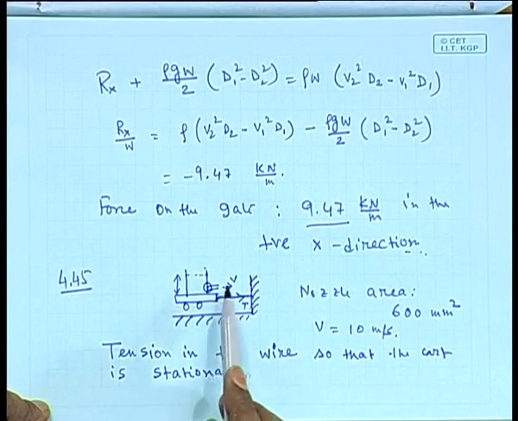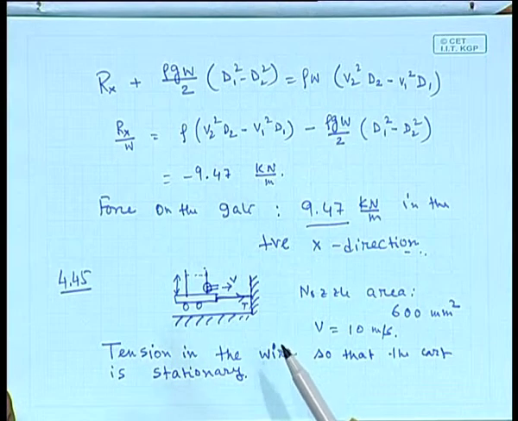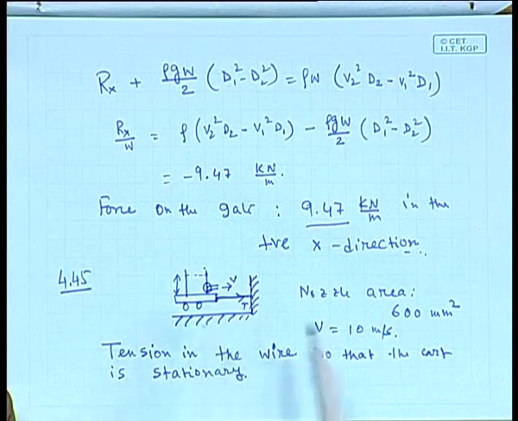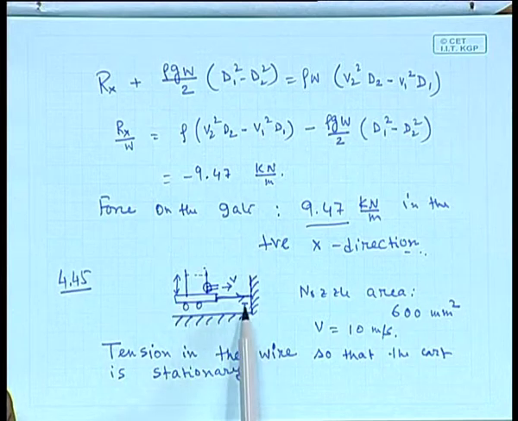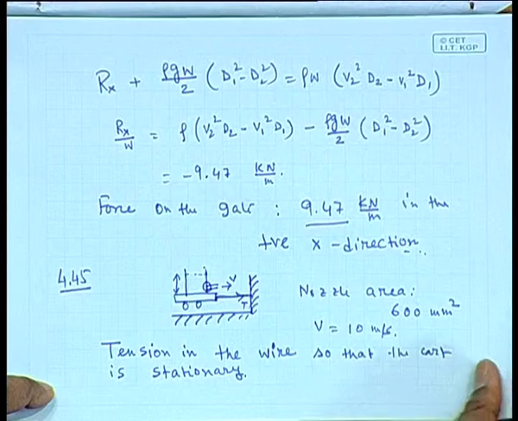Now again you have to select a proper control volume and do a macroscopic force balance or momentum balance in the x direction with a reaction force Rx acting externally on the control volume. That reaction force should be equal to the tension, so that the cart will remain stationary.